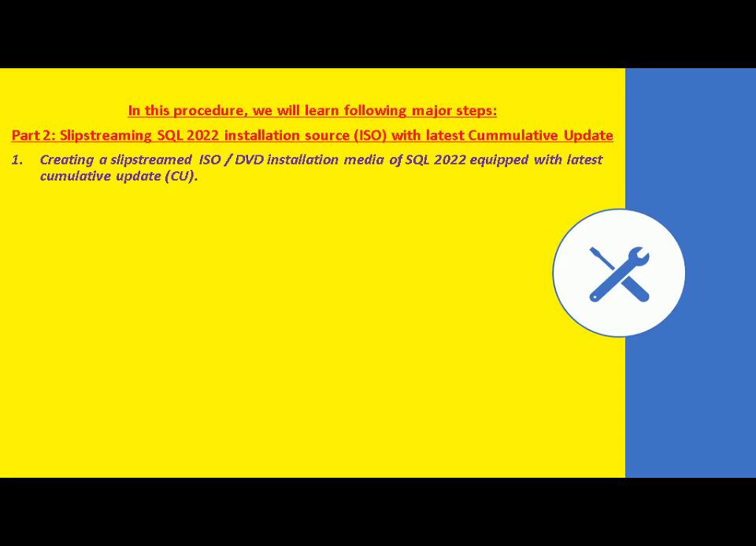what is an ISO. So slipstreaming means, let's say SQL RTM version is there and later on Microsoft is releasing a latest community update or updates for that particular SQL server version. So we will be creating one ISO or a DVD installation source which is already integrated with the latest community update.